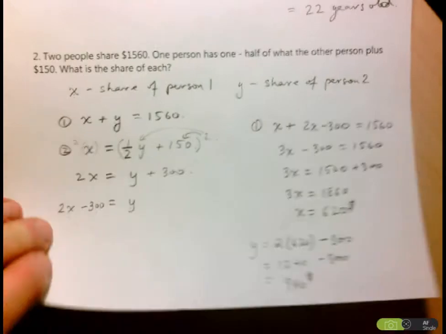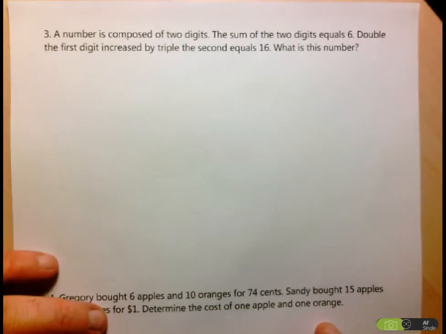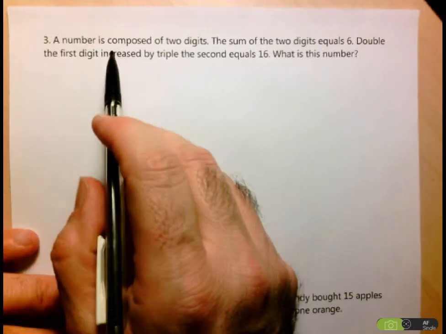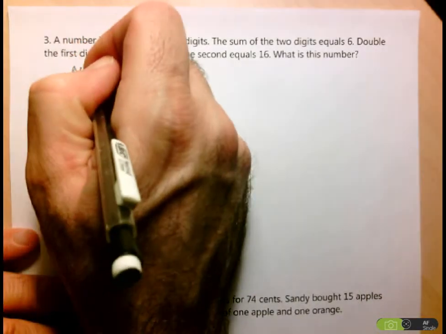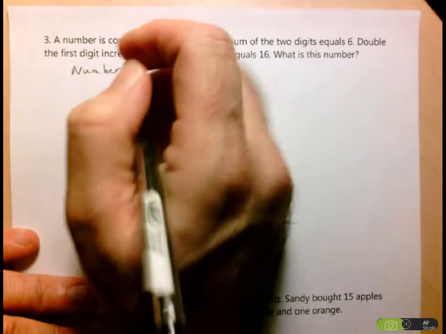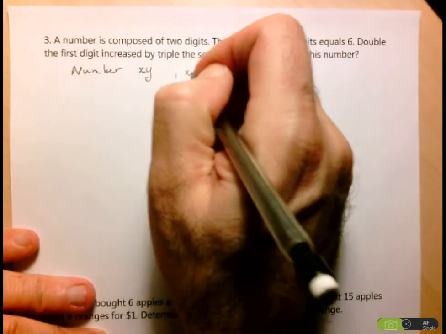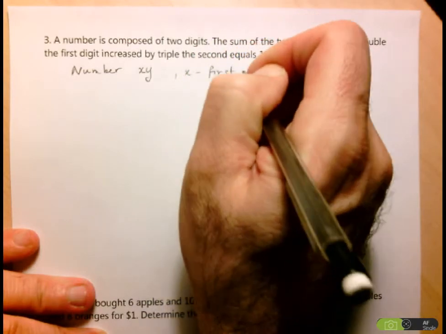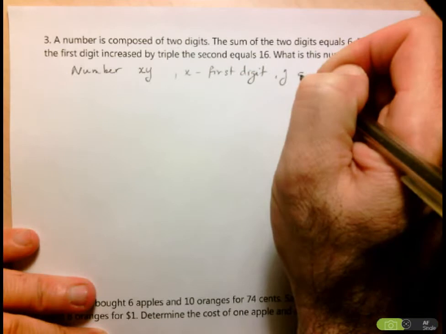Okay, so let's go on to question 3. And you'll see it's always the same thing. You come up with your variables, you write your equations, and then you can solve. So here it says a number is composed of 2 digits. So let's say xy, where x is the first digit and y is the second digit.